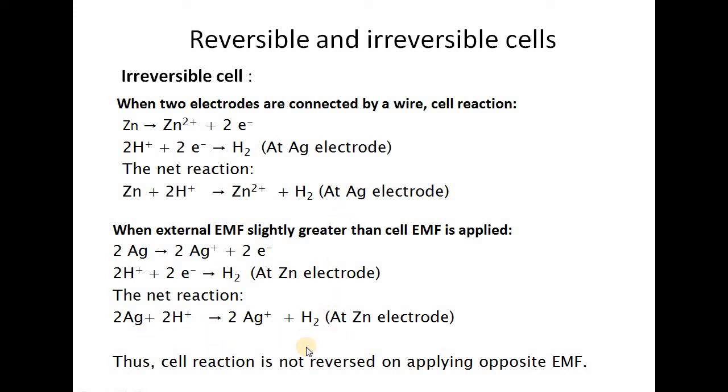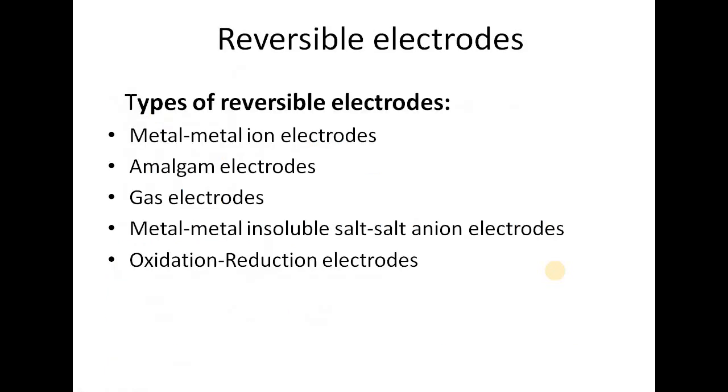So as we compare the net reactions, you will see the net reaction is not getting reversed. Although the direction of current is getting reversed, the cell reaction is not getting reversed. So such a type of cell will act as an irreversible cell.